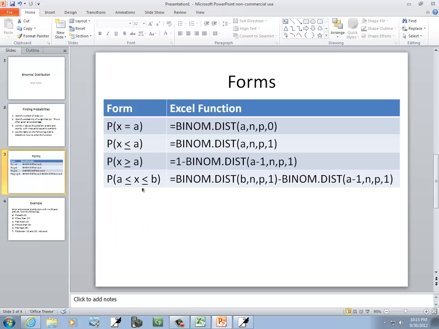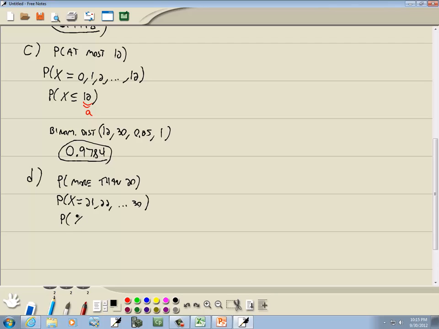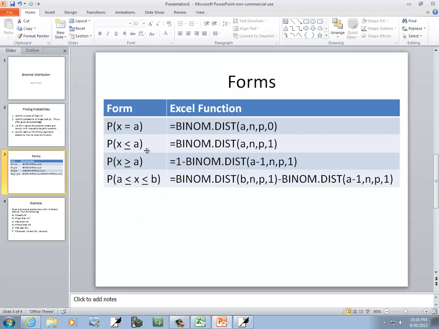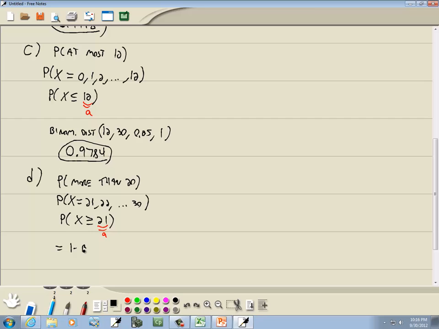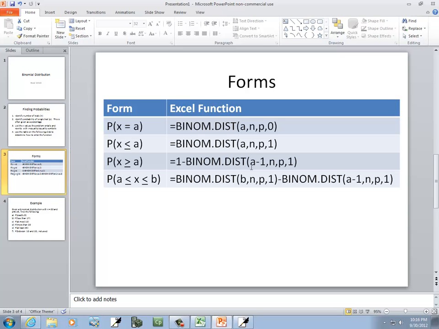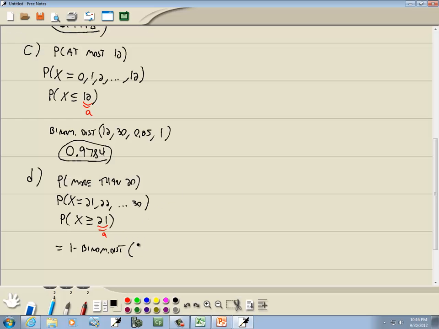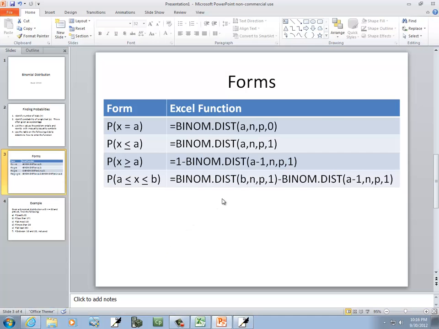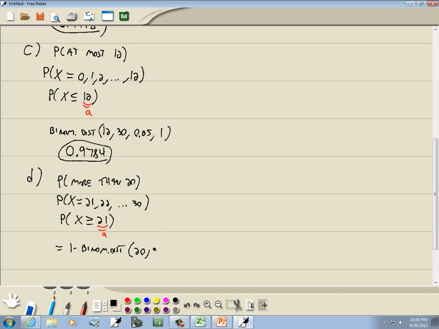Now, these are the forms we're having. And if I put this in an inequality, this would be X is greater than or equal to 21. 21 is our A. So if I come over here, X is greater than or equal to a value is our third form. So that's 1 minus binom dist, and that tells us A minus 1. So 21 minus 1 would give us 20 here. And N, which was 30, and then P, which is 0.25, and then 1.